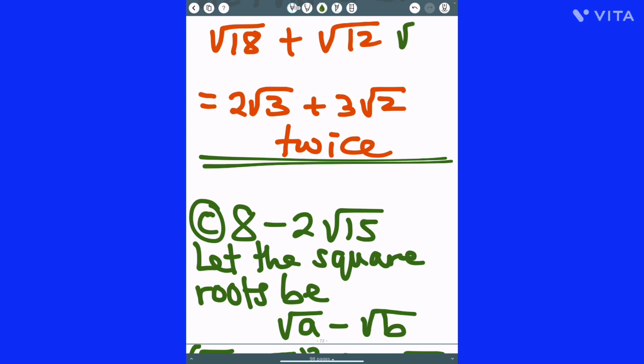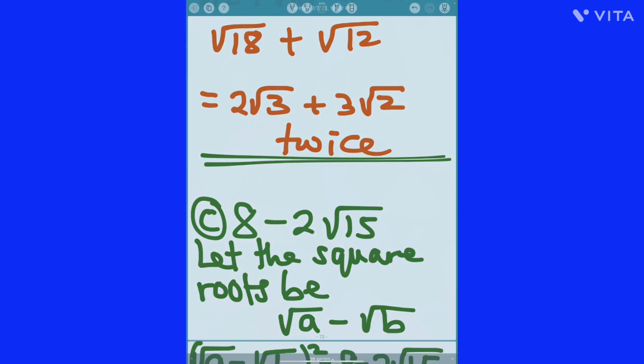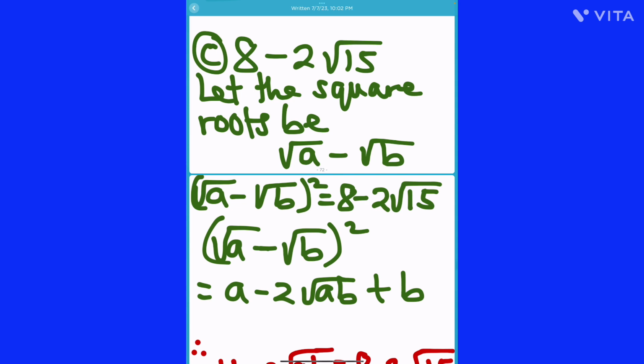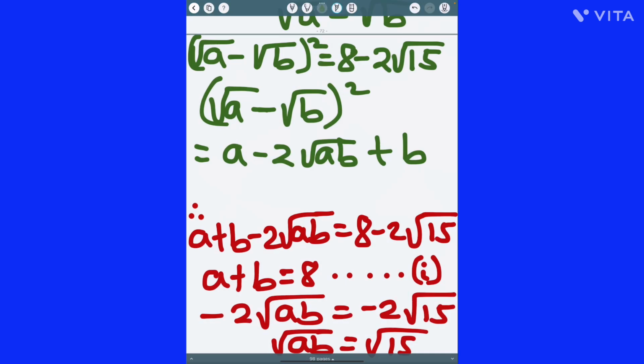From root 18 is root 9 times 2, root 9 times root 2, 3 root 2. So root 18 will simplify into 3 root 2, and root 12 into 2 root 3. Your square roots are 2 root 3 plus 3 root 2 and 3 root 2 plus 2 root 3. Take note of that. Question C is the same thing as the previous one, with a negative sign.